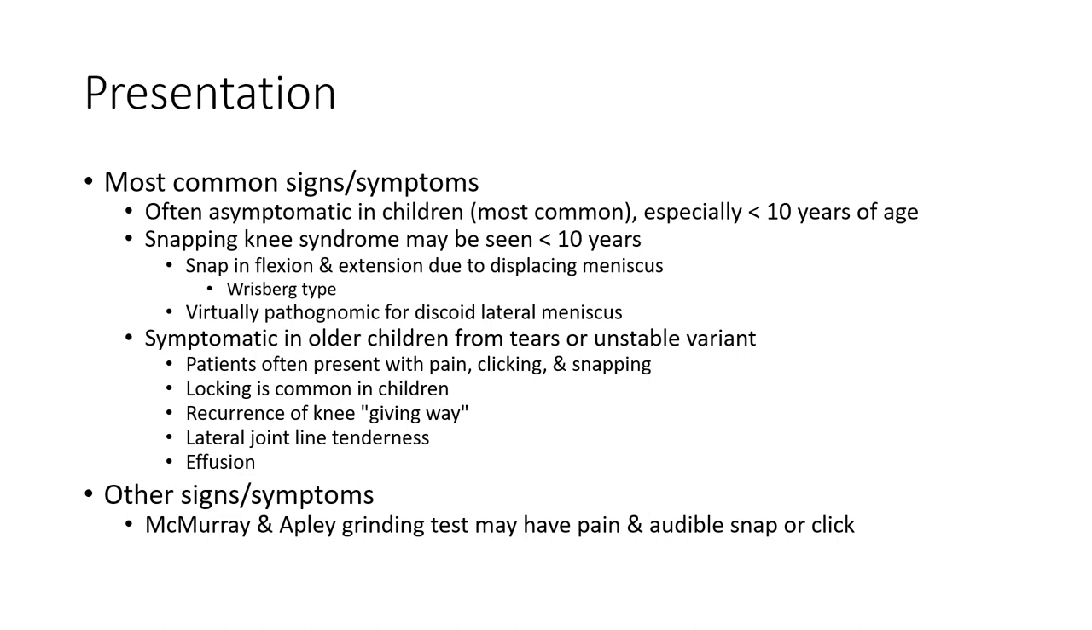Most common signs and symptoms: often asymptomatic in children, especially less than 10 years of age. Snapping knee syndrome may be seen in those less than 10 years. Snapping on flexion and extension, local displacement of the meniscus. Visually pathognomonic of a discoid lateral meniscus. Symptomatic in older children, from tears, unstable variant.